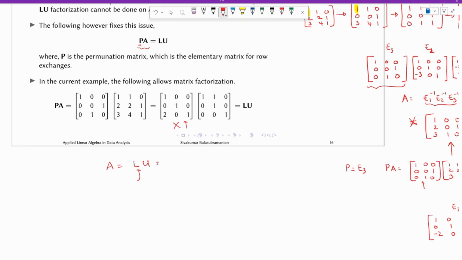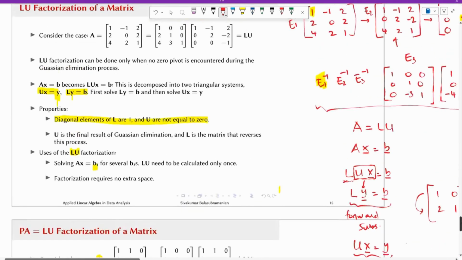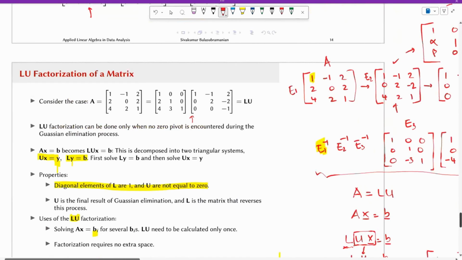Okay. Sometimes you might see people write it like this: L, D, U. Where this is lower triangular, upper triangular. The only difference is U also has ones along its diagonal, and whatever were the pivot values, they're all in this D matrix, which is essentially a diagonal matrix. For example, let's take one example from before here. LU. You might see an expression like this.